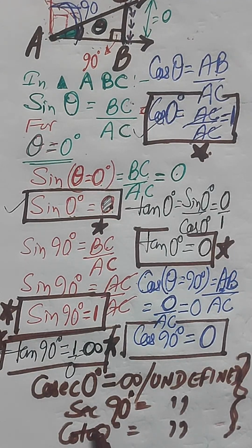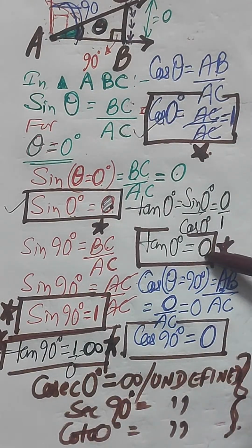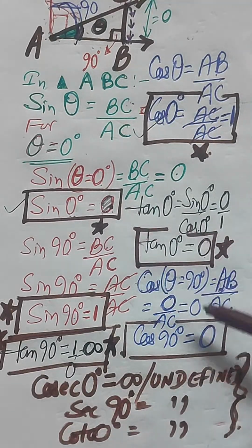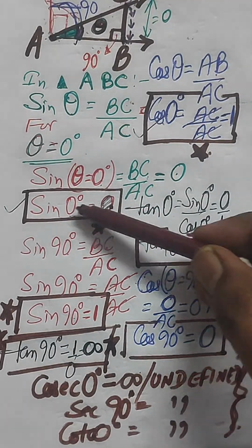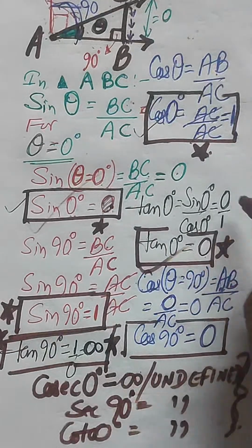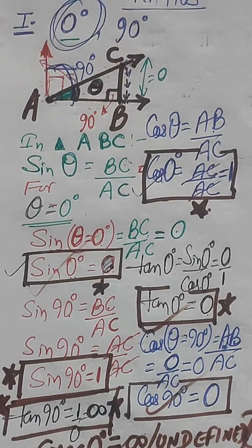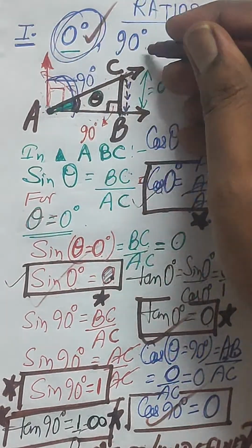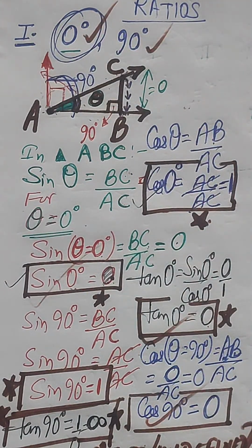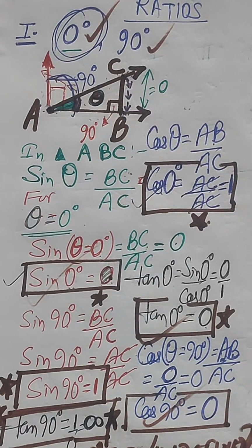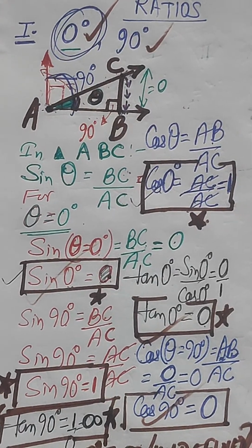And wherever the value is 0 for sine, cos, and tan, that is tan 0, sine 0, cos 90, their reverses, that is cosec 0, sec 90, and cot 0, will all be undefined. Remember? Right. So, students, we have covered 0 degree and 90 degree. Now, let us go to the second part and cover 30 degree and 60 degree, right?